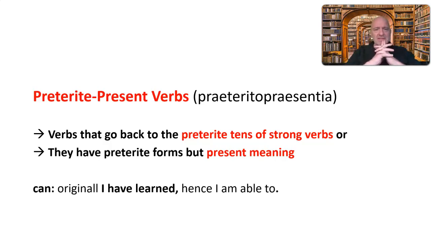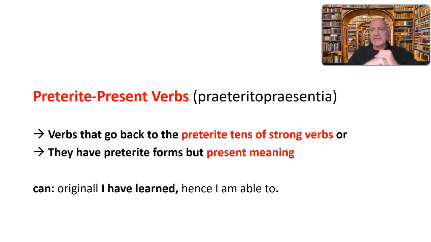What is it? This is verbs that go back to the preterite tense of strong verbs. There's an E missing, but never mind. So basically, these are verbs that have a present tense meaning, but a past tense form, preterite form, if you like. Present tense meaning, past tense form. And this is true for most of the modal verbs.